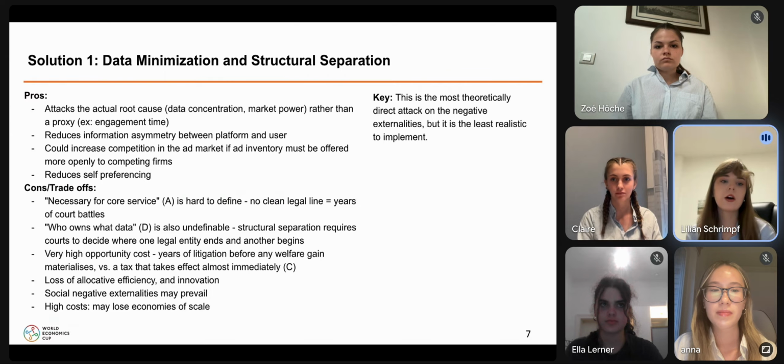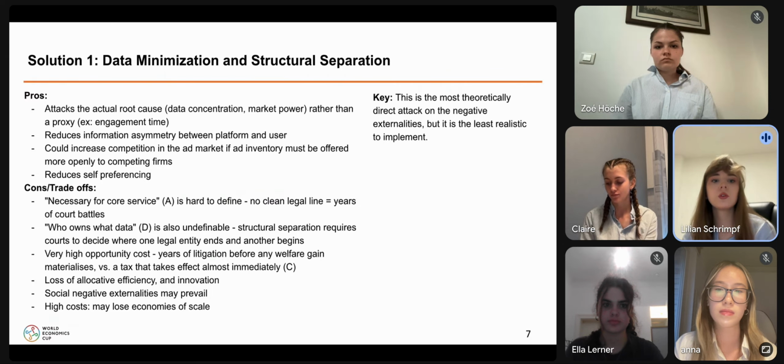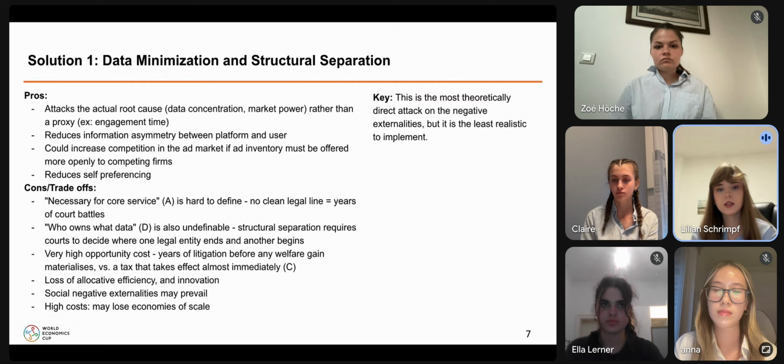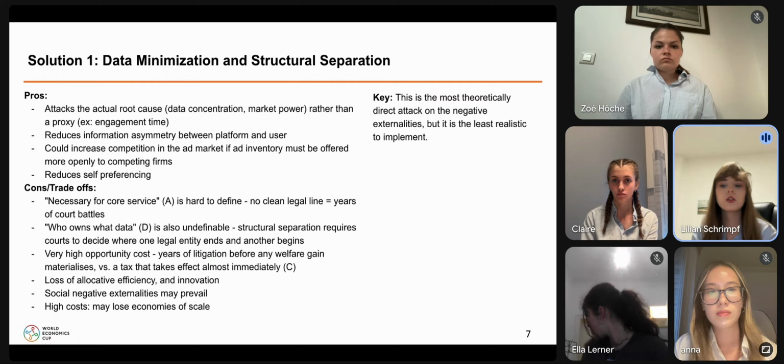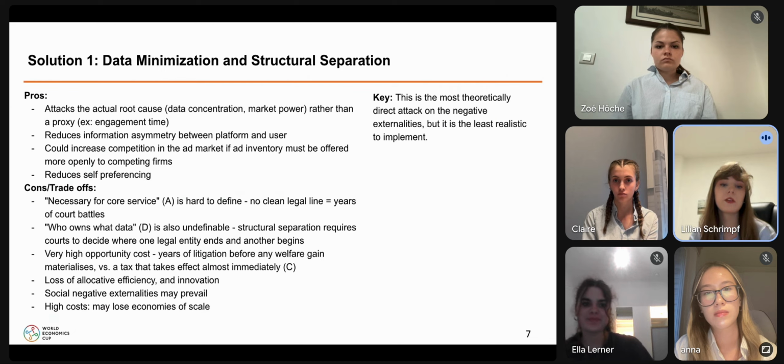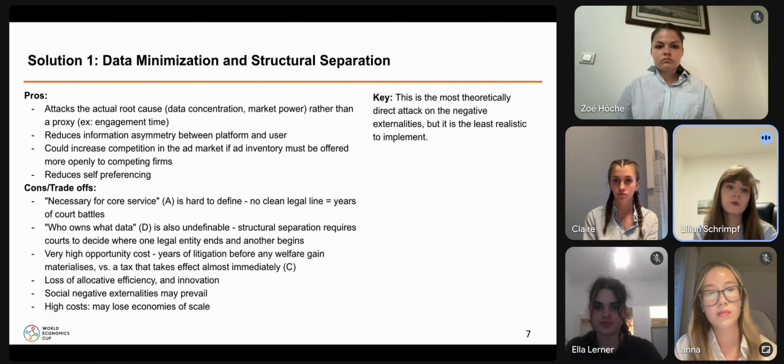This solution also allows a list of pros and cons. For example, it attacks the actual root cause of the problem, such as data concentration and market power, rather than a proxy, such as engagement time. It also reduces the information asymmetry between platform and user, and it could increase competition in the ad market if ad inventory must be offered more openly to competing firms. This is as it reduces self-preferencing, as the company doesn't prefer its own advertising firm.